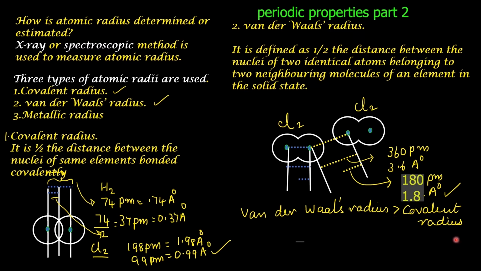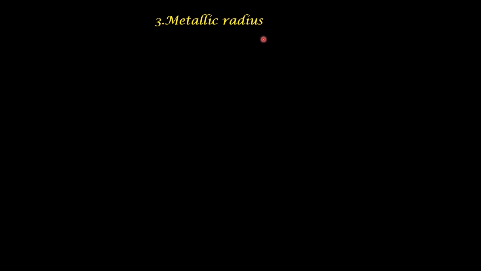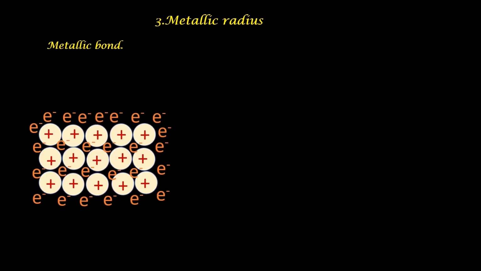Now we will proceed to see metallic radius. In order to understand metallic radius, we have to first understand metallic bond. Perhaps you are already aware of this. Metallic bond is a bond which keeps the atoms of a metal together in a piece of metal. What is special about this bond? This is a diagrammatic representation of how the atoms remain in a piece of metal. The atoms are present in the form of ions.